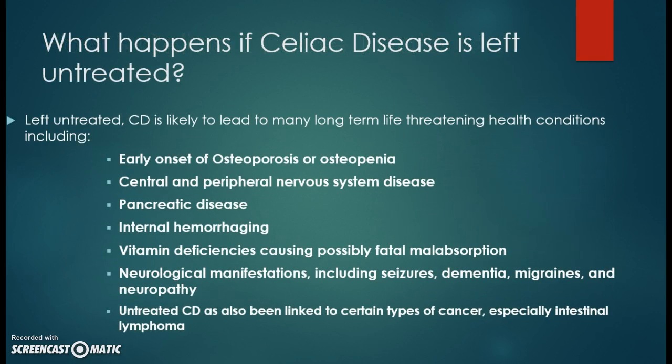Well, what happens if celiac disease is left untreated? Left untreated, celiac is likely to lead to many long-term life-threatening health conditions, which include early onset of osteoporosis or osteopenia, central and peripheral nervous system disease, pancreatic disease, internal hemorrhaging, vitamin deficiency causing possibly severe or fatal malabsorption, which is what happened to my father and is what caused him to be diagnosed. Neurological manifestations include seizures, dementia, migraines, neuropathy. It has also been linked to certain types of cancer, especially intestinal lymphoma.